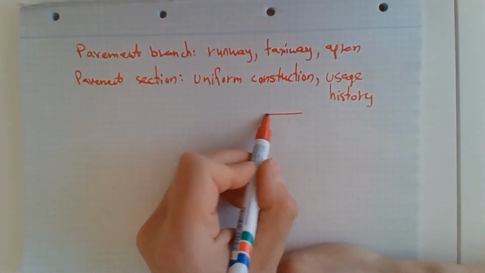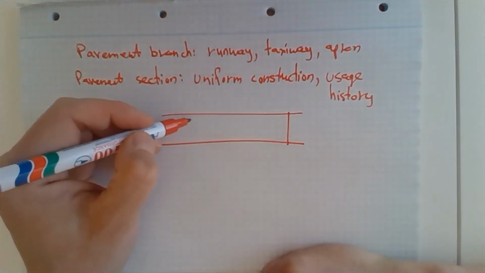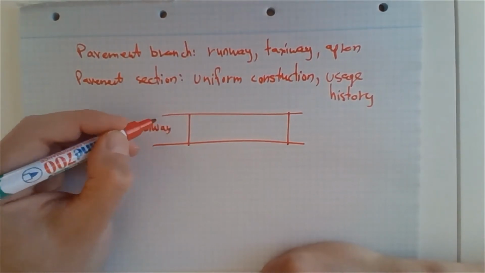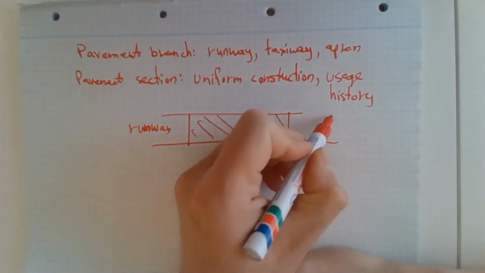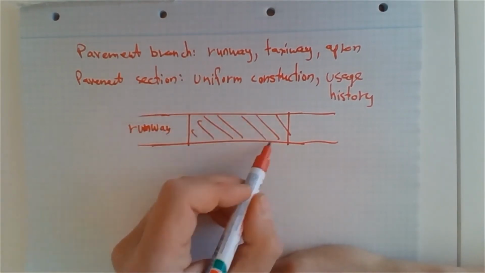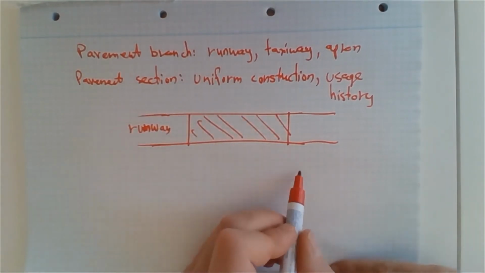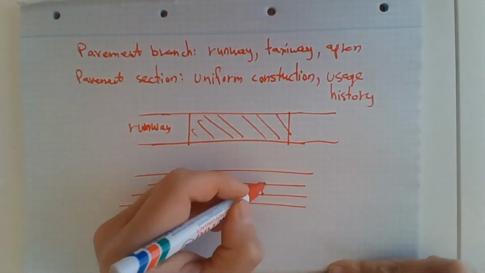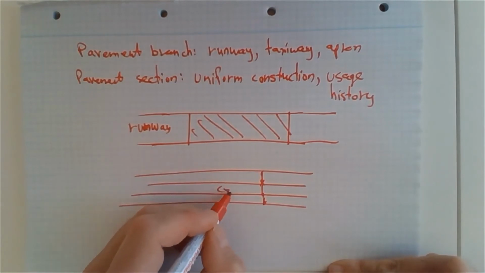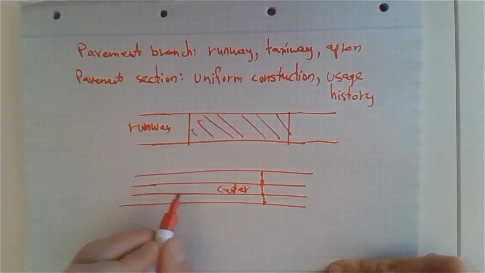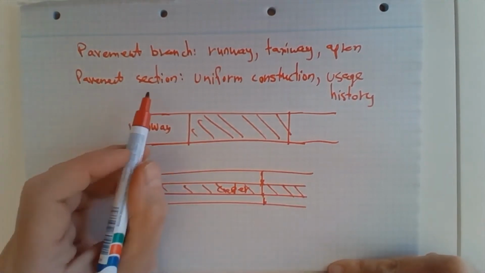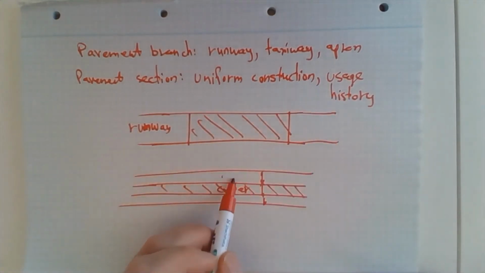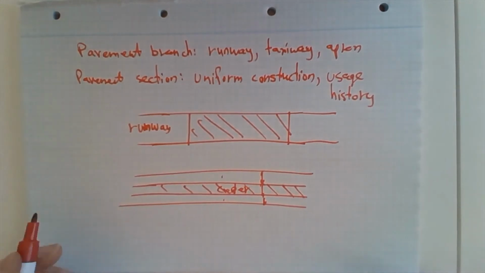So if we are thinking about a runway and maybe there was a repair along the runway somewhere, and this now has a different construction as compared to the other runway pieces, then this in itself is a different section. Another way to look at this, if we have a runway and the runway center is loaded more than the runway shoulders, so this is the center area or center strip of the runway, then this center strip should be considered a different section as compared to the shoulders, because the usage history is much different, even though they have the same construction.